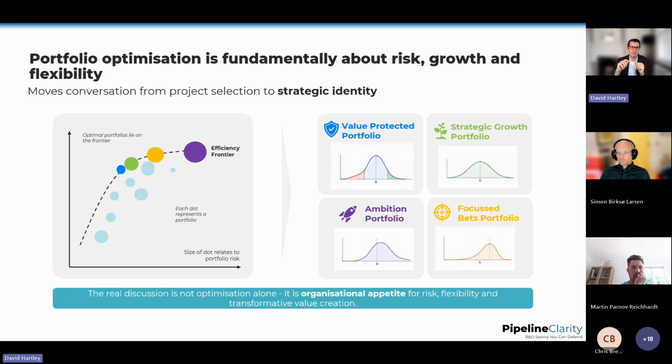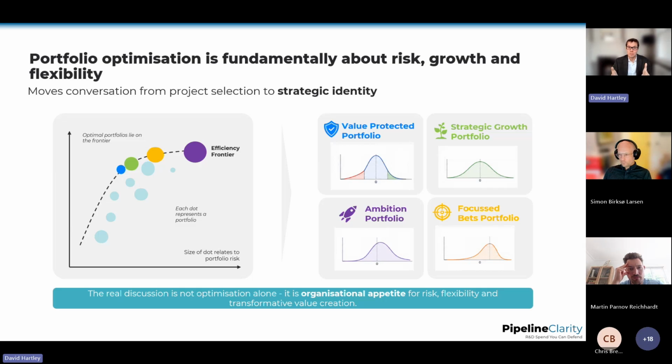The dotted line represents essentially the optimal portfolio that you can have for that given investment, and anything that lies on that line is an optimal portfolio. So what you can then do, within your portfolio review, is have a discussion about where we want to, as an organization, sit on this efficient frontier. We could talk about, do we want a value protected portfolio, where we minimize our risk upside and downside, but also minimize growth potential?